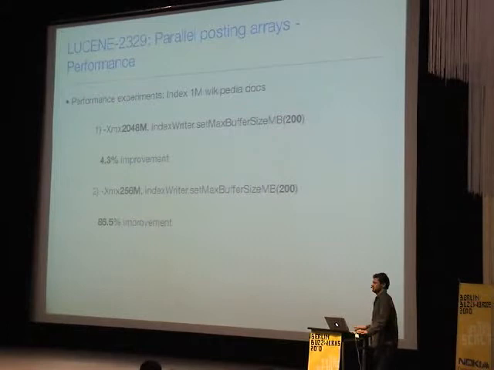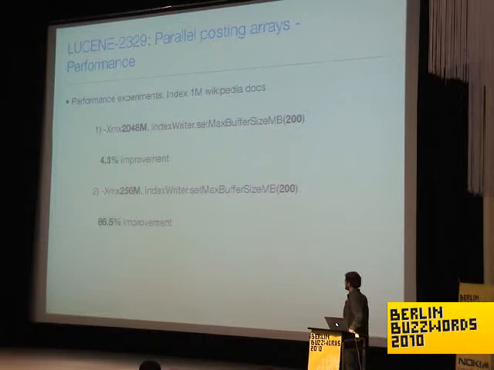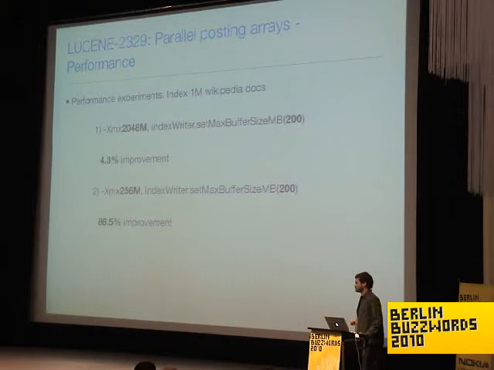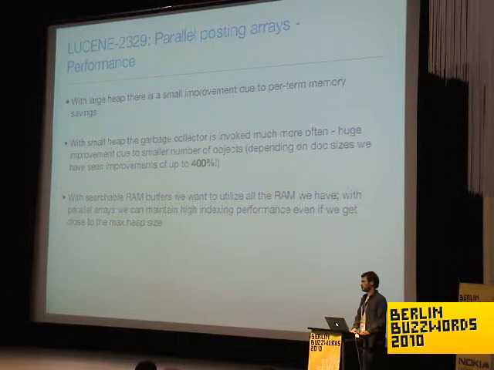Then I ran the exact same test, same machine, same documents, same setup. The only parameter I changed was I gave the JVM only 256 megabytes of RAM, and I still allowed the index writer to use 200 megs. And suddenly we got an 86% improvement, and you can really see the reason is that with this setup, the garbage collector had to run very often because we came very close to the maximum JVM heap space. And you can see that this results in faster garbage collection runtimes, right? We have even seen up to 400% performance improvement. It really depends on the documents and how many unique terms they have.